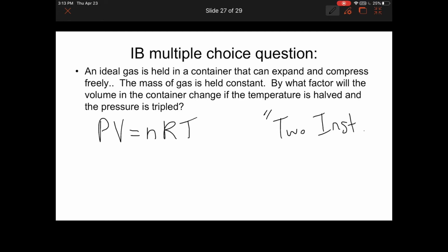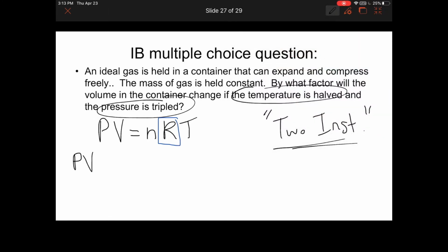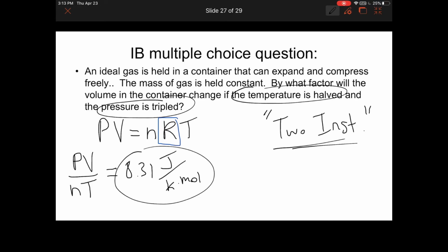We want to know how the volume is going to be affected based on these changes, temperature and pressure changing by some factor. Well, the answer is actually quite easy. This R value, if you're studying this topic, you should know by now that pressure times volume divided by moles times temperature is always going to equal this R value of 8.3 joules per mole Kelvin. That is constant.